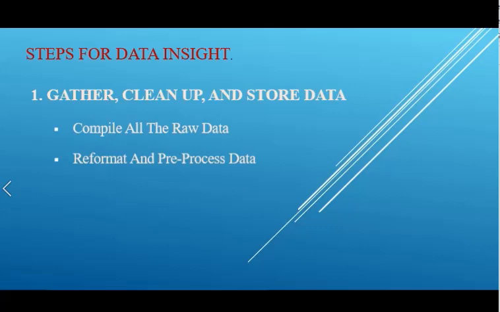The second one is reformatting and pre-processing data. The data you have just compiled is not meaningful yet or even ready for processing. In this step, you need to reformat the data in a way that it becomes suitable for machine learning processing. For this, you would be required to perform decomposing, filtering, or normalization on your data.